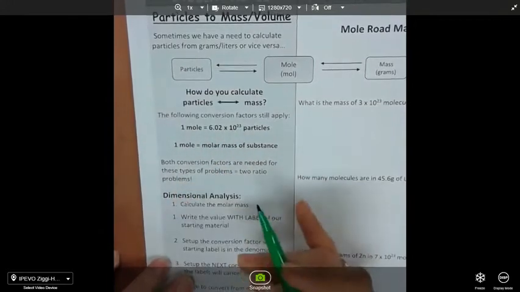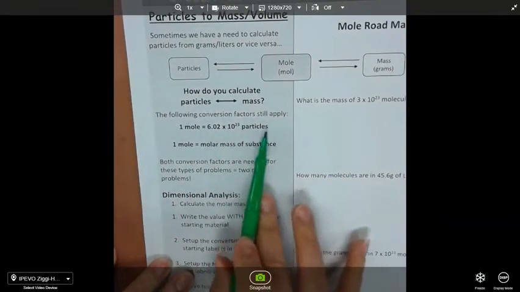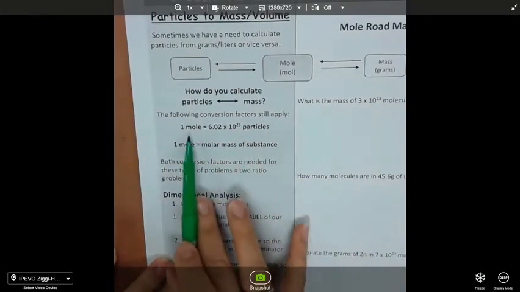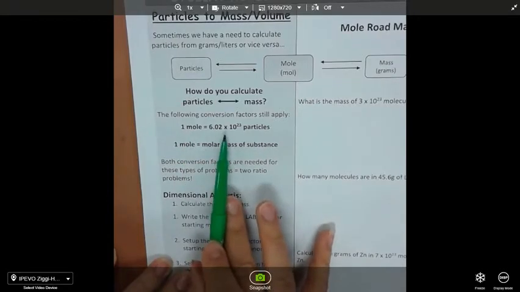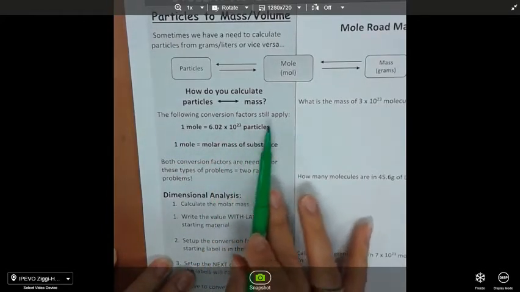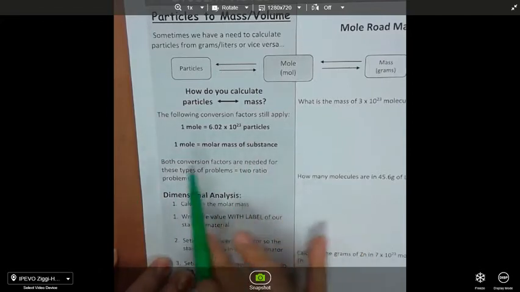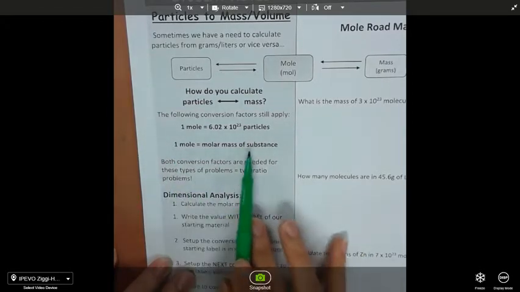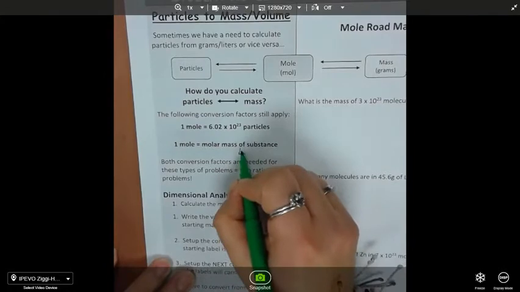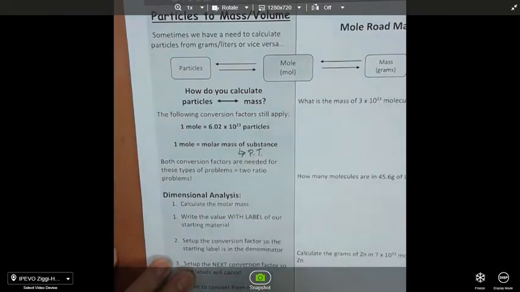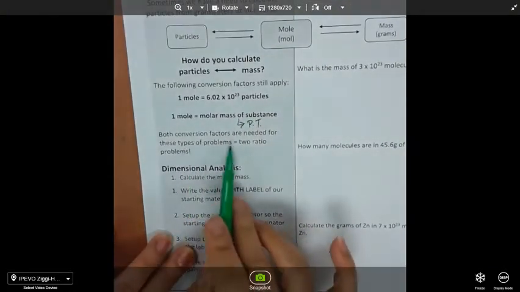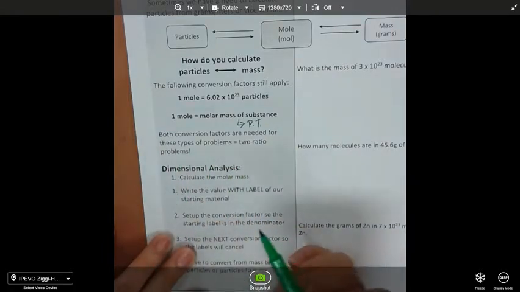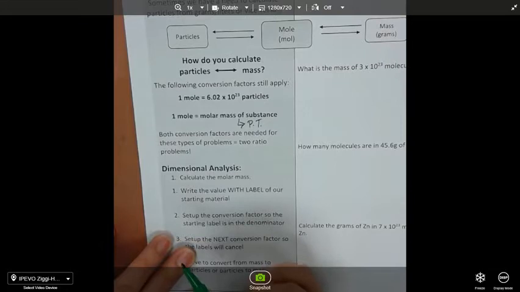How do you calculate particles to mass? So the following conversion factors still apply. 1 mole equals 6.02 times 10 to the 23rd of whatever: particles, atoms, molecules, cupcakes, cookies, doesn't matter. But 1 mole also equals the molar mass of the substance. And remember, we get this from our periodic table. Both conversion factors are needed for these types of problems, so this is a 2-ratio or 2-dimension problem.